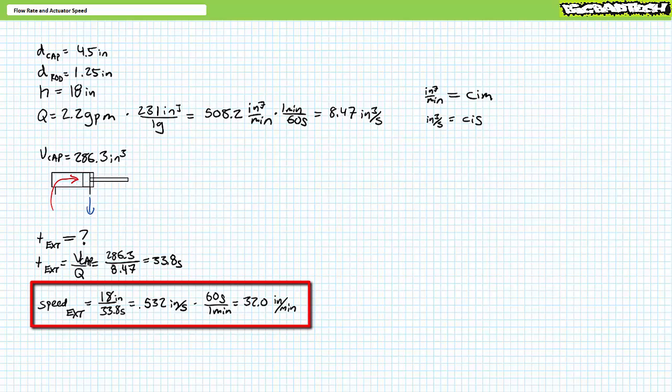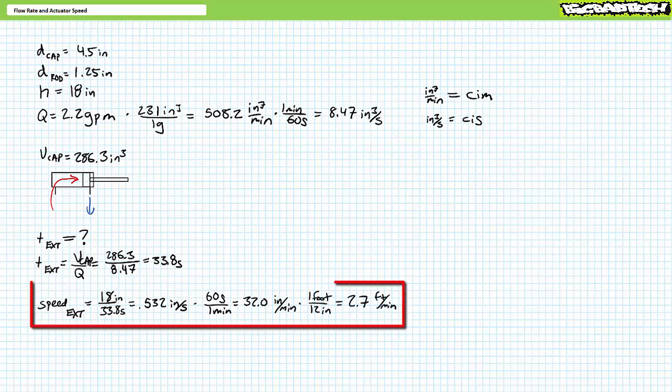Next, we need to convert inches per minute to feet per minute. To do so, one multiplies 32 inches per minute times 1 foot over 12 inches, such that the unit we don't want, inches, cancels out, and the unit we do want, feet, remains. This final stage of the unit conversion demonstrates the cylinder extends at roughly 2.7 feet per minute.